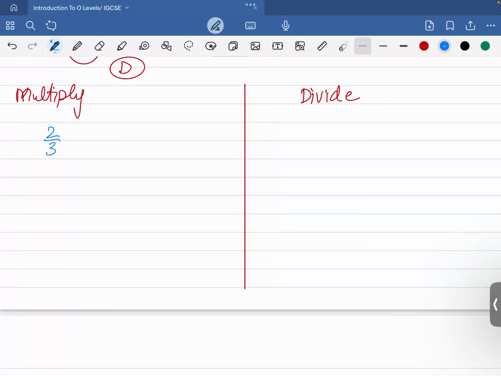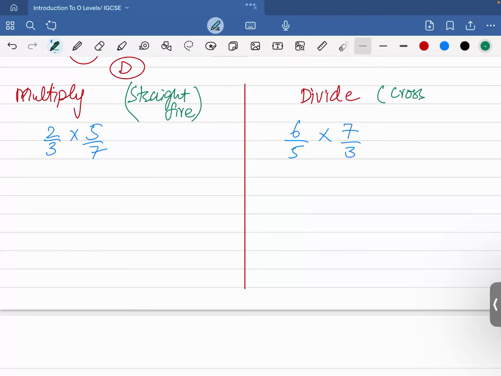So 2 by 3 multiply by 5 by 7, 6 by 5 multiply by 7 by 3. Now beta, you can see one thing here, that in multiplication I am going to write something here. It is straight fire. And divide means crossfire. Divide means what? Crossfire.